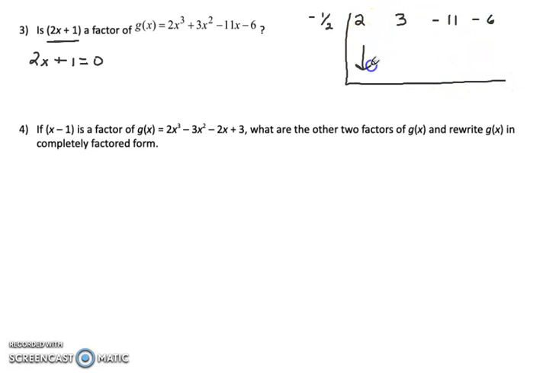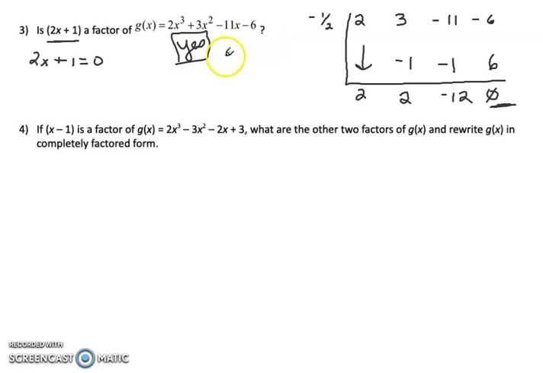So I would drop the 2 down, multiply by the negative 1/2, so I'd get a negative 1. Drop another 2 down, get another negative 1. Drop a negative 12, get a positive 12. So again, I got a 0. So yes, this is a yes.